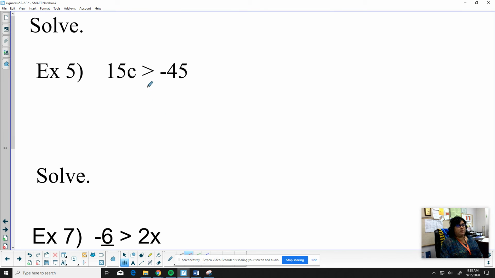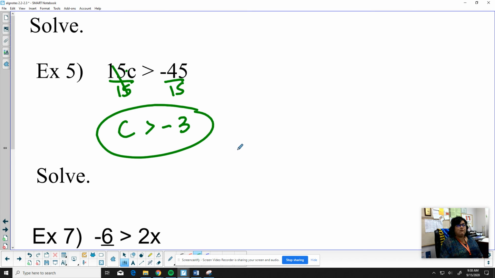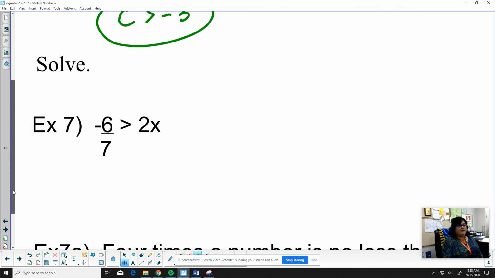Okay, I want you to press pause and try number 15 and see if you get this right, please. Write it down on your paper and see if you get it correct. Okay, so on this one, these are multiplied. So I would divide by a positive 15. There's no flip when I divide by a positive. It stays the same. And that's -3. This is my answer. Give yourself a pat on the back if you got that right.